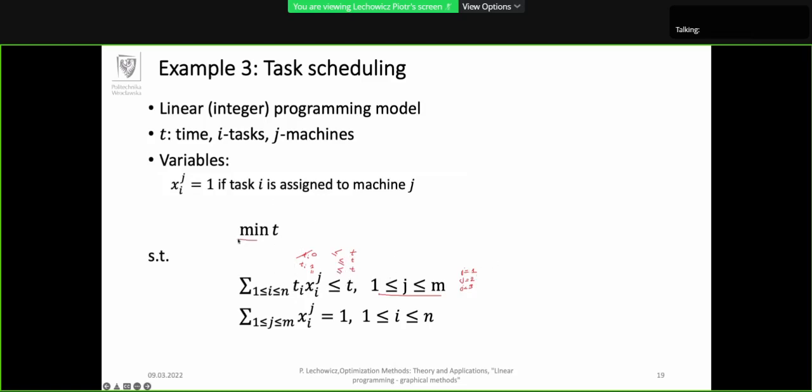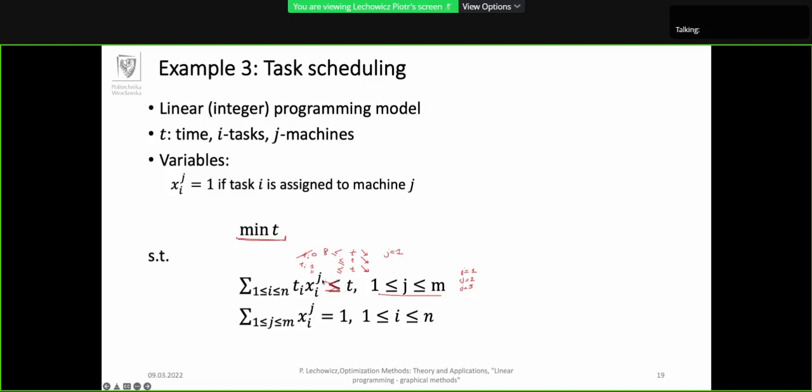And because we are minimizing the overall time, it has a tendency to move this t value as low as possible. So it assures us that the inequality constraint is sufficient here, because let's assume that the summary time for machine 1 is equal, for example, to 8.